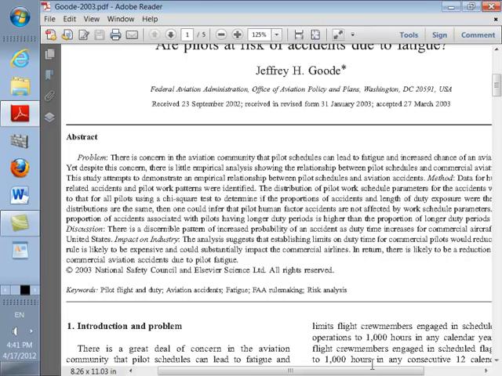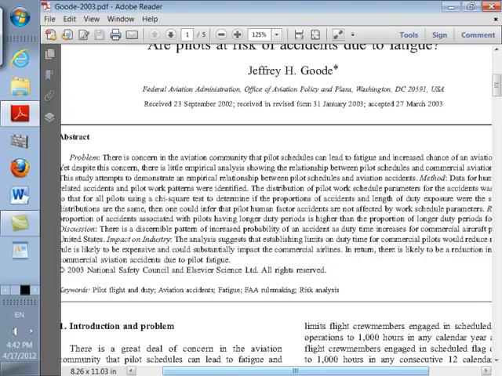So the concern is the following, and especially as you will see, the method of the analysis here, the hypothesis here, all right? There is a concern in the aviation community that pilot schedules can lead to fatigue and increased chance of an accident. That's what it says here, an accident. Yet, despite this concern, there is little empirical analysis showing the relationship between pilot schedules and commercial aviation related accidents and pilot work patterns.